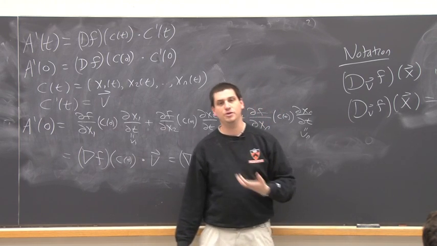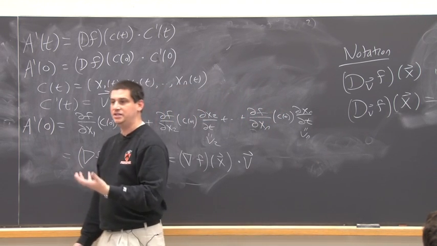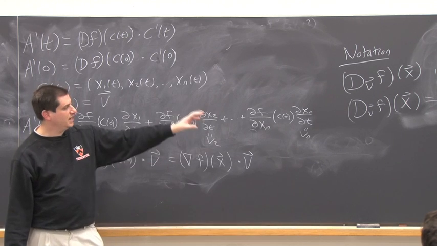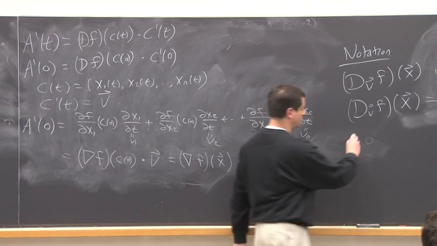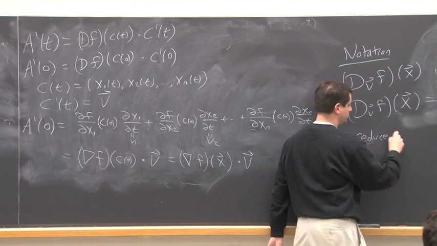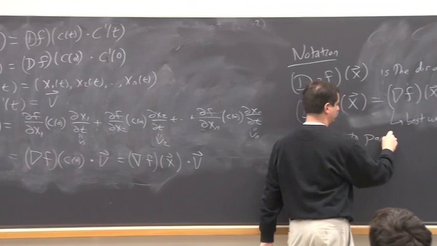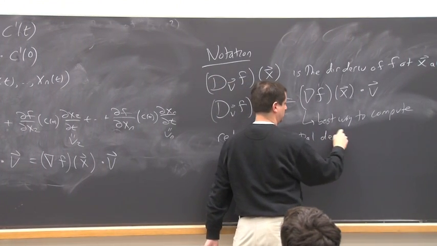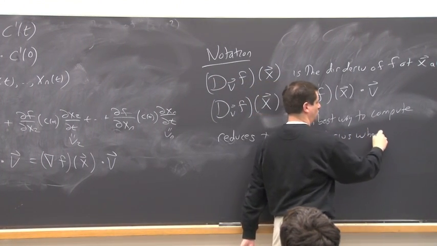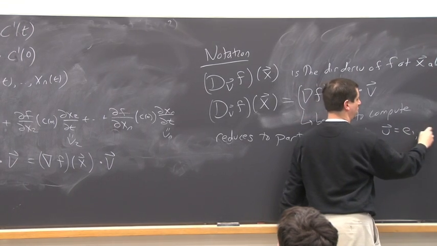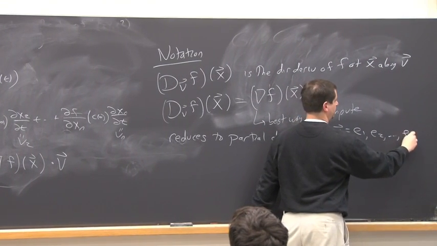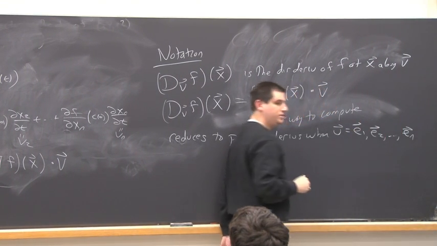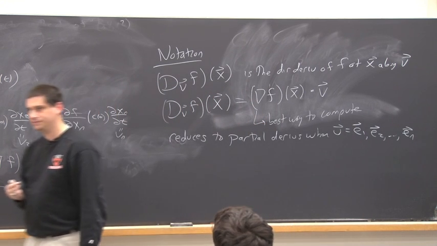Whenever you get a new formula, you always want to test something like that. Does it reduce to what you've seen before? Yes. This reduces to partial derivatives when v equals e1, e2, en. So it does reduce to what we've seen before.